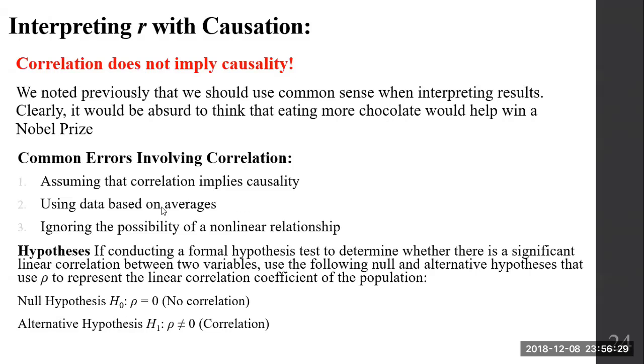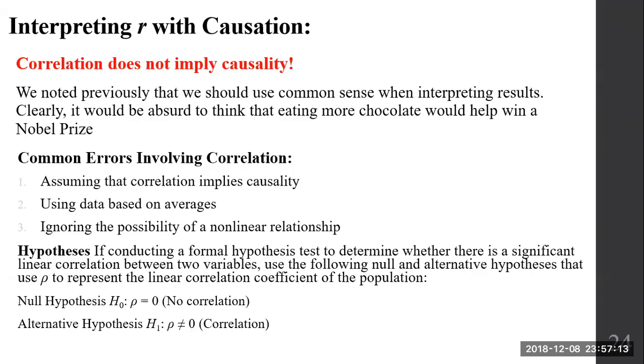Correlation doesn't imply causality. We noted previously that we should use common sense when interpreting results. Clearly, it would be absurd to think that eating more chocolate would help win a Nobel Prize. Common errors involving correlation would be assuming that correlation implies causality, using data based on averages, and ignoring the possibility of a nonlinear relationship.